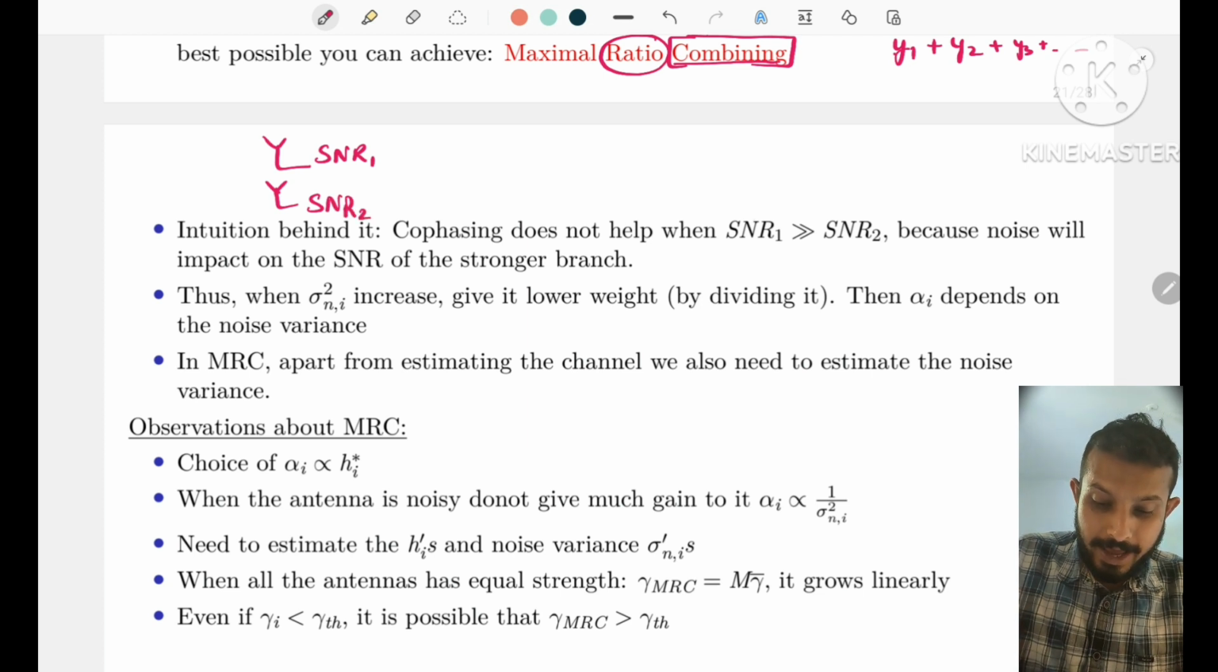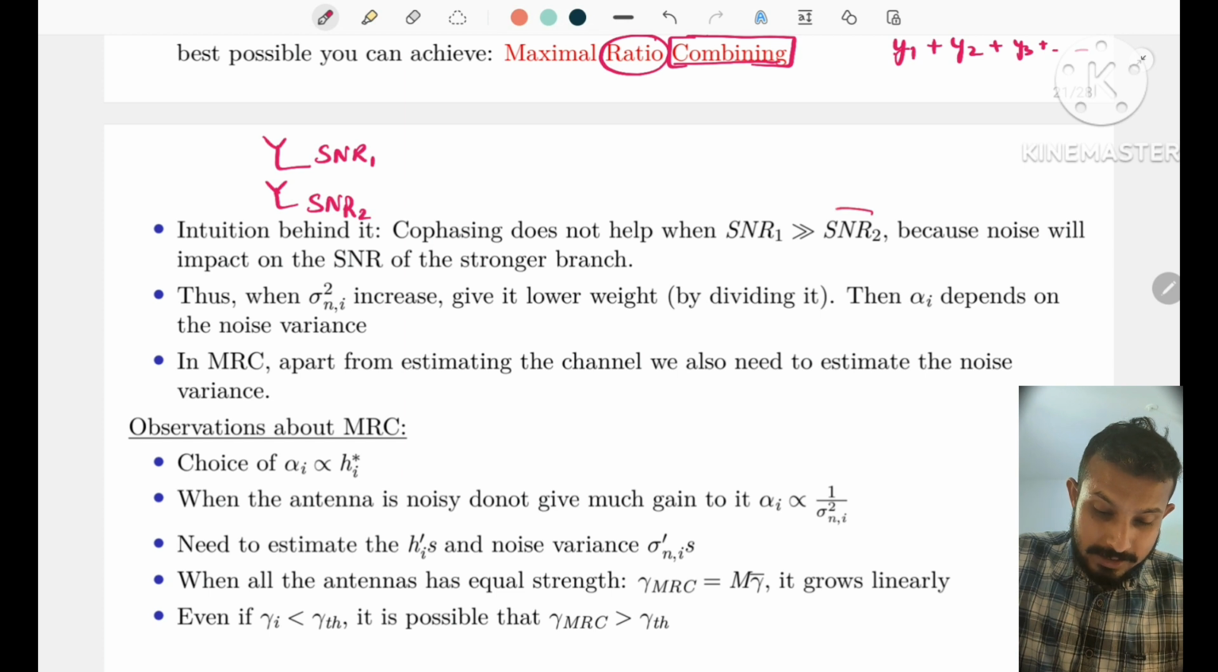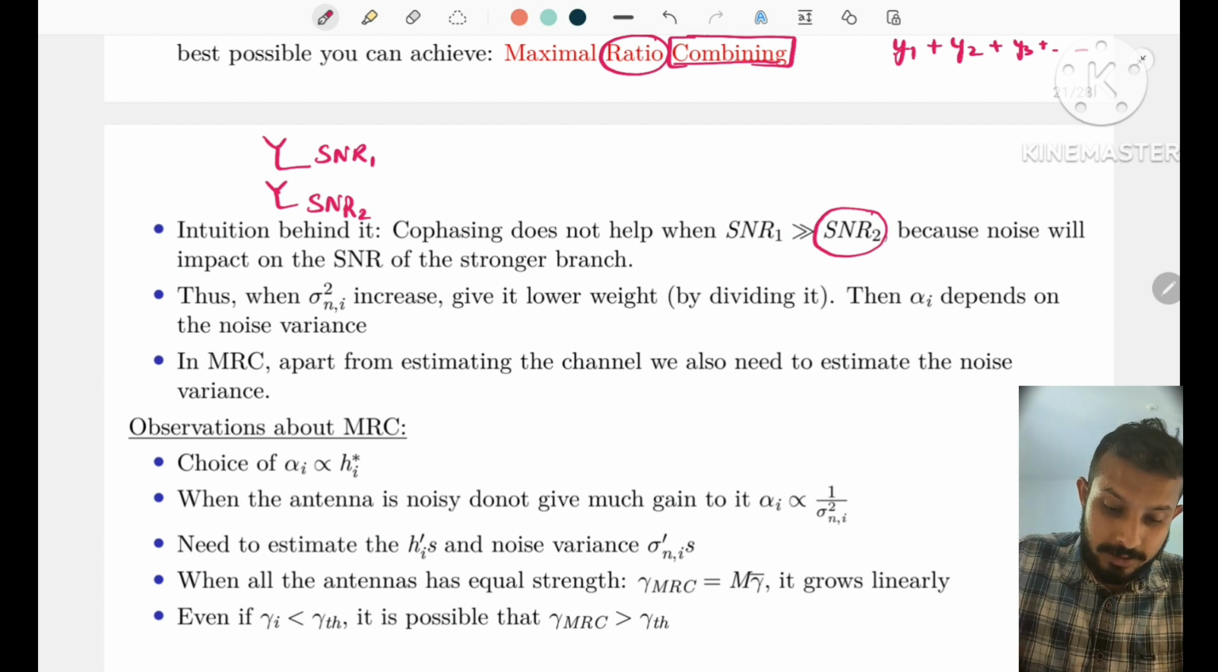Now let us say that the SNR of the second branch is very much less than the SNR of the first branch. Then in case of cophasing, the noise variance of branch 2 is very high, and this will impact the SNR of the best branch. But in case of maximal ratio combining, alpha i is equal to h_i conjugate upon sigma_n squared, i. So for the second branch, alpha 2 is equal to h_2 conjugate upon sigma_n squared 2.